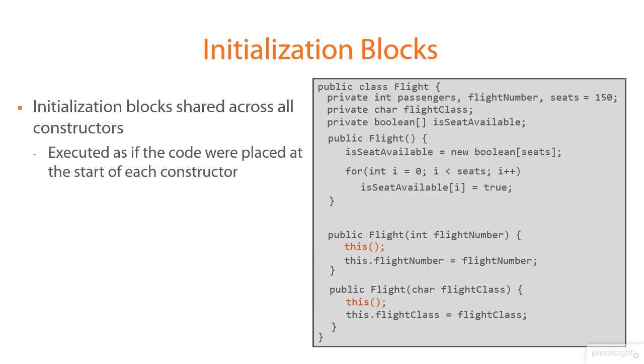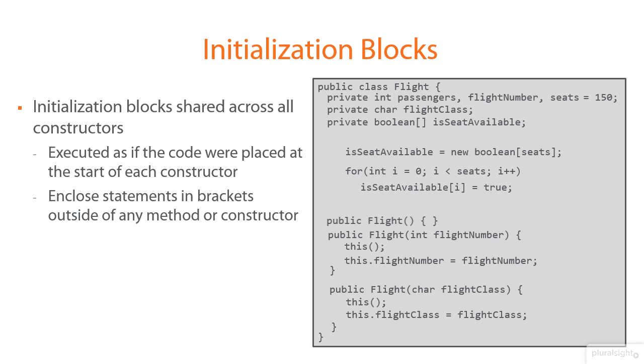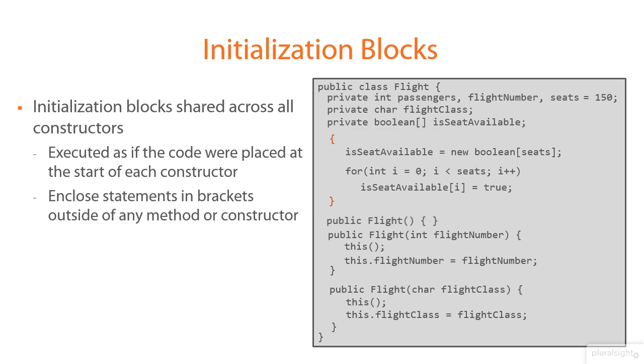But in cases like this where we have code that we want to share across all the constructors, that's a perfect place to use initialization blocks. And all we have to do is take that code that we want to share and place it within brackets outside of any method or constructor. Let's take our no argument constructor and take all the code out of it, and we'll move it down. So now it has no actual code inside of it. And then we'll take that code that we want to run and wrap that in brackets. Notice there's no constructor name here, there's no method name, it's just the brackets and the code. That turns that code into an initialization block, and it will automatically be executed as if it's at the beginning of each one of our constructors.